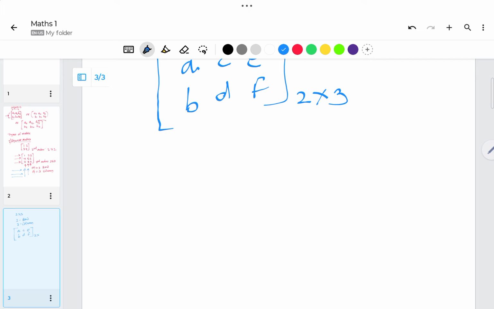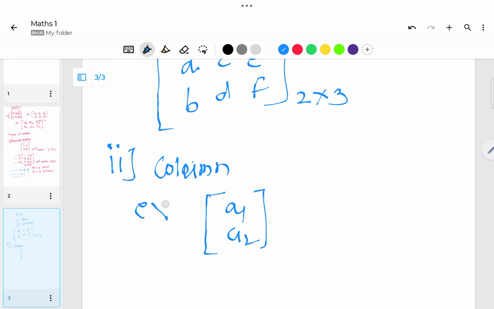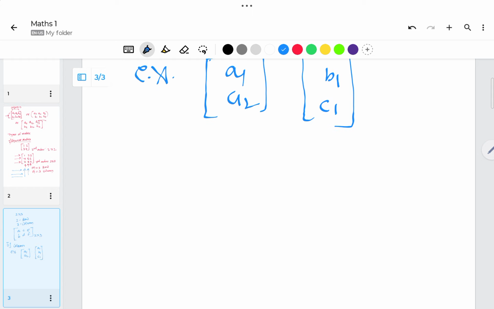Let us move next. The second type is the column matrix. In a column matrix, there will be only one column. For example, A1, A2, or A1, B1, C1. Only columns will be there. Then it is called a column matrix.